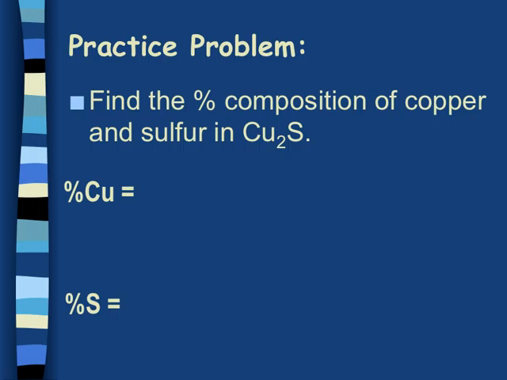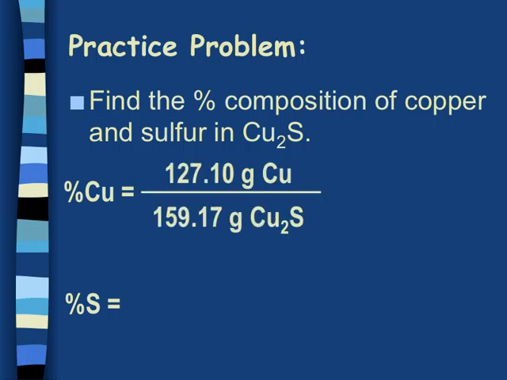There's 2 coppers plus my 32.07 from sulfur. So I'm hearing 159.17. So we have 0.16, same thing. Are we good? Yeah. So on the bottom you should have the 2 coppers plus the sulfur is 159.17.